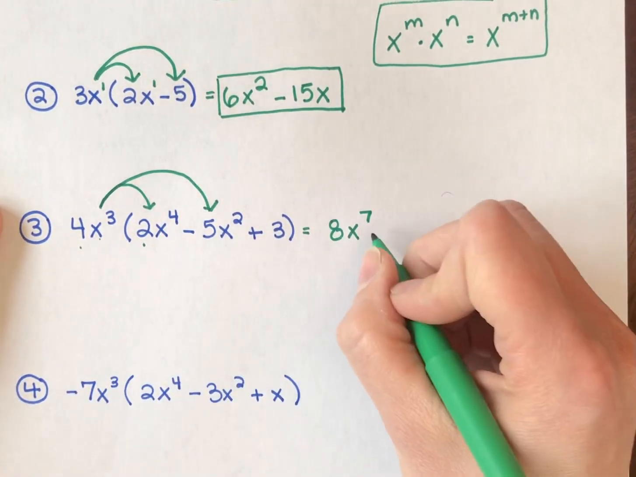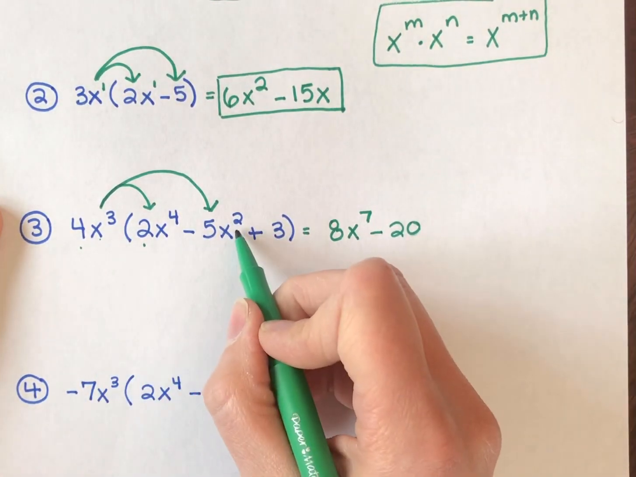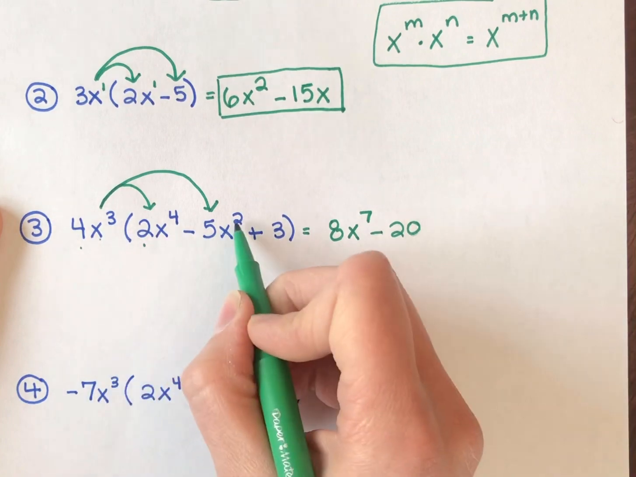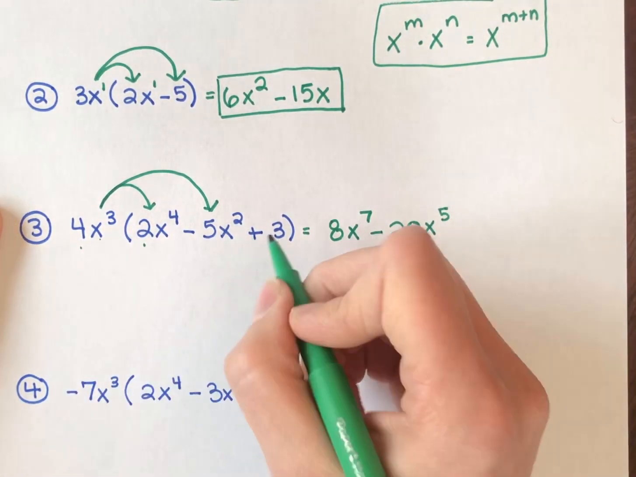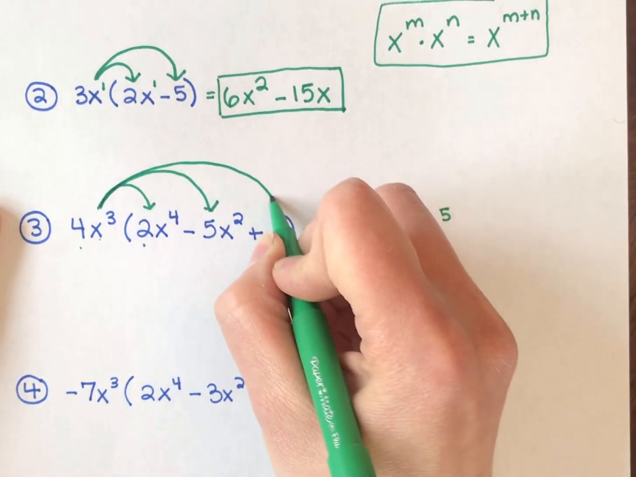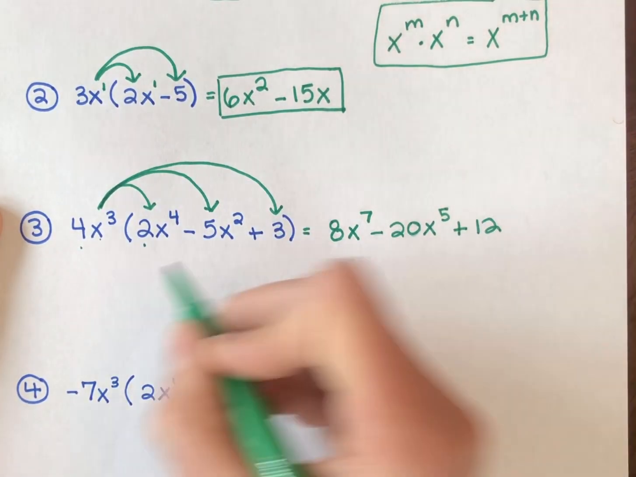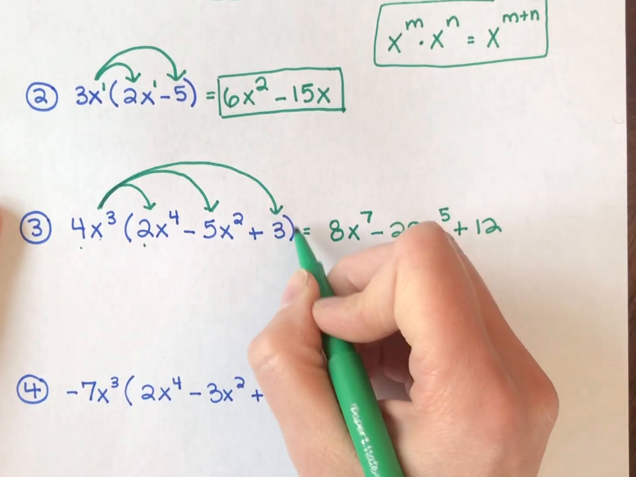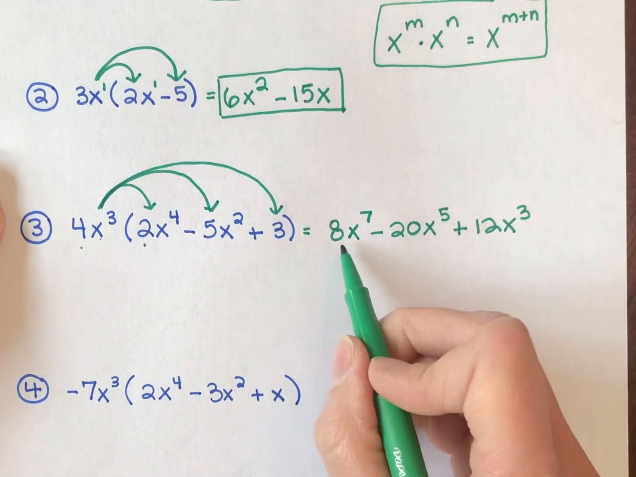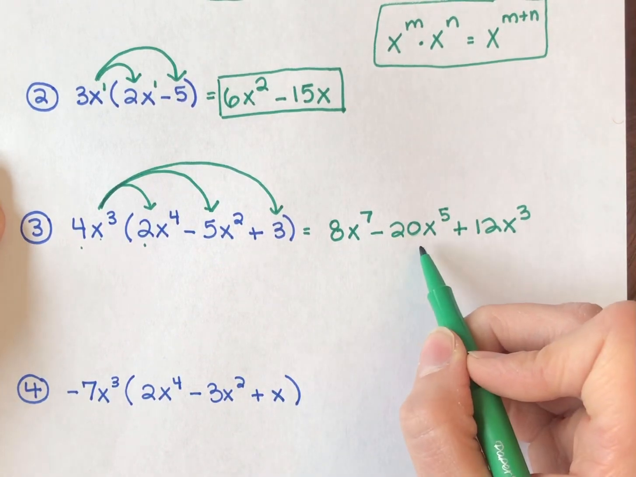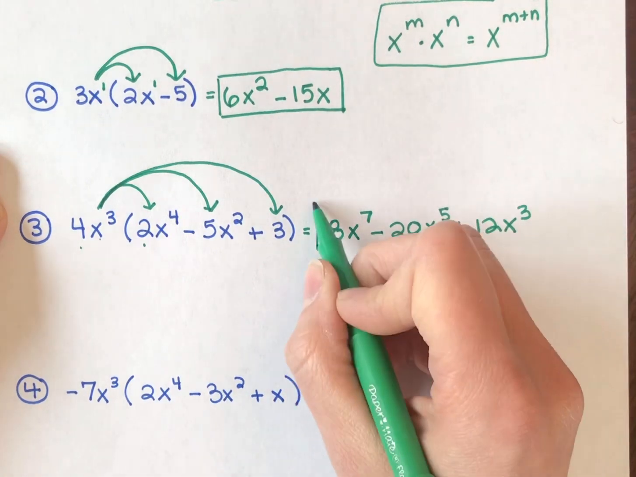Then I want to distribute 4x to the third times negative 5x to the second. 4 times negative 5 is a negative 20. X to the third times x to the second, I'm going to add 3 plus 2 and get x to the 5th. And finally, 4 times 3 is 12, a positive 12. X to the third times, there are no variables here, so it will stay in x to the third. So my final answer became 8x to the 7th minus 20x to the 5th plus 12x to the third.